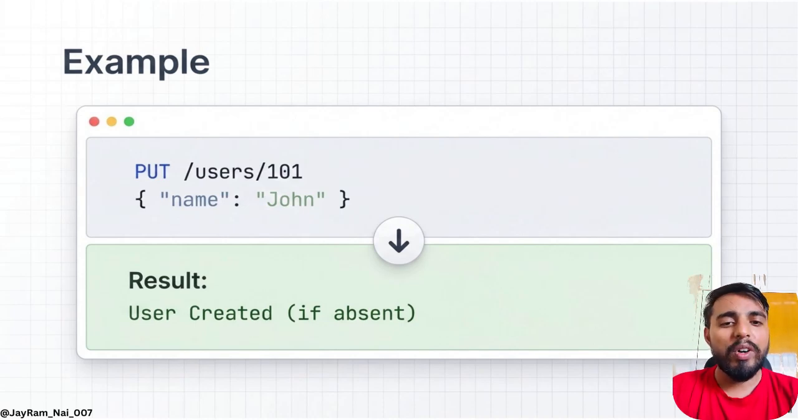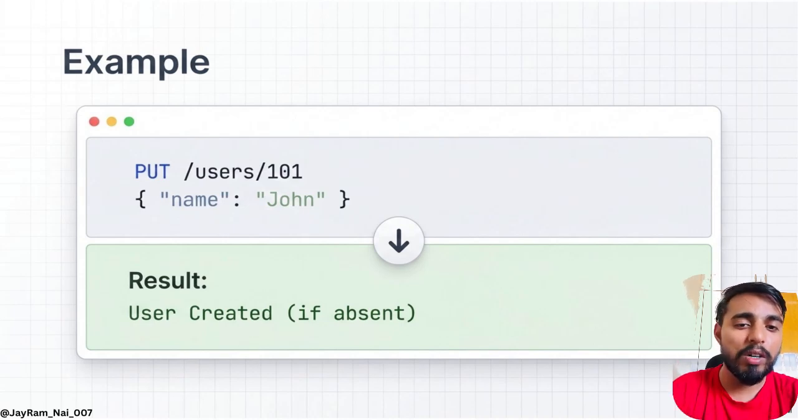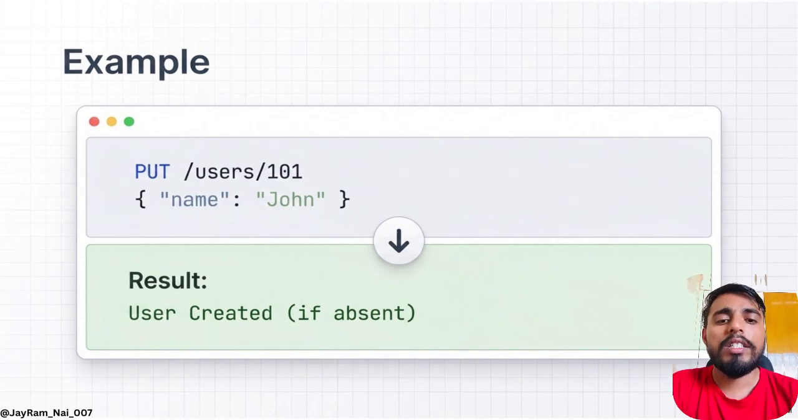If user 101 already exists, the server replaces the entire user object with just that name field. Whatever fields were there before are gone. Now you might be thinking, wait, that's how all servers behave? No. And this is where it gets nuanced and where in interviews candidates usually lose points.